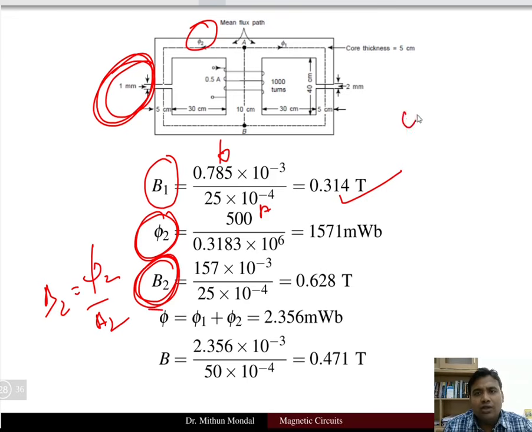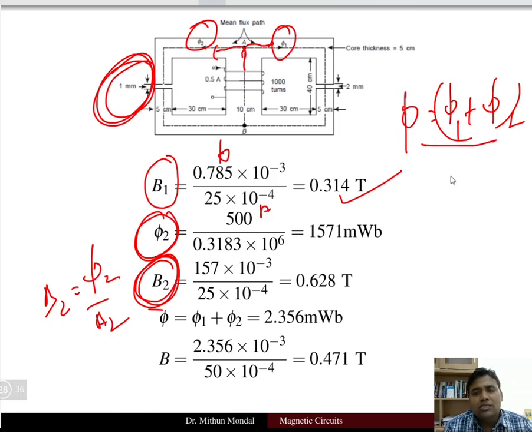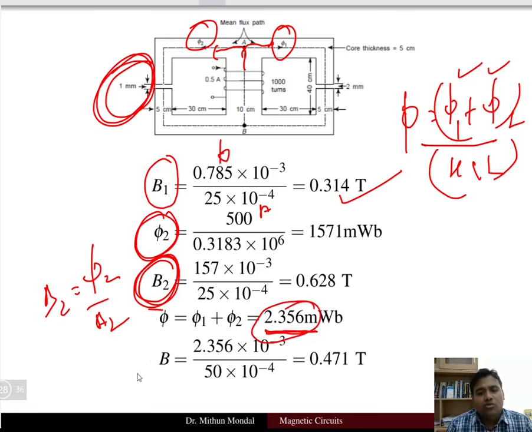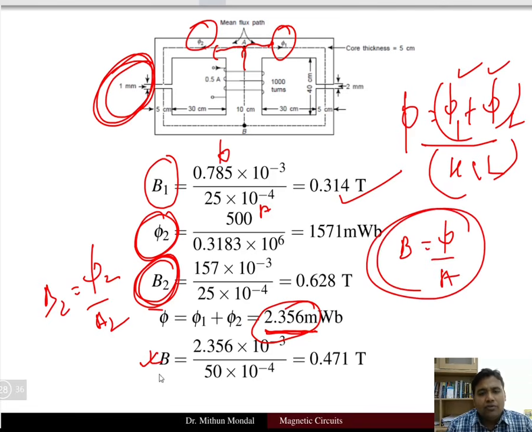Then you have to find the total flux. So total flux is equal to phi 1 plus phi 2. So here whatever the flux is originating, the flux is flowing in the two sides. One is phi 1 and another is phi 2. So this is similar to Kirchhoff's current law. You are adding up the flux. So the total flux is 2.356 milliweber. After calculating the phi 1 and phi 2 values, you are getting 2.356. So the net flux density B is equal to flux per unit area of the core material. If you do that, then you will find 0.471 Tesla as the total flux density.